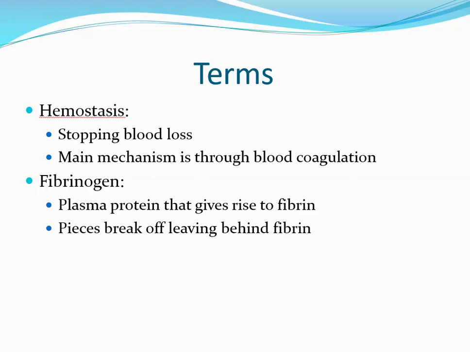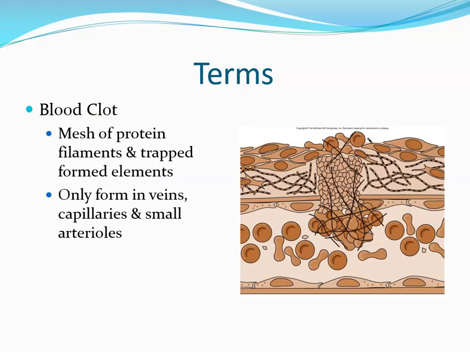Fibrinogen is a plasma protein that gives rise to fibrin. Fibrinogen is an inactive protein, always found in the plasma. When it's needed, pieces of fibrinogen break off, leaving behind fibrin. A blood clot is this red gelatinous mass made up of a mesh of protein filaments, which is the fibrin, and various trapped formed elements of the blood.